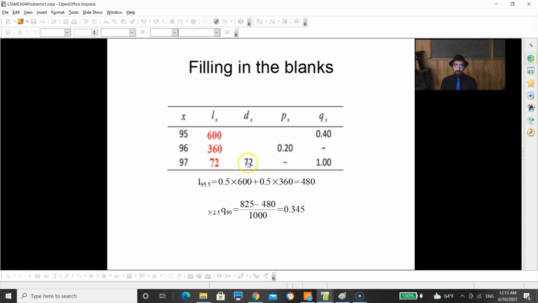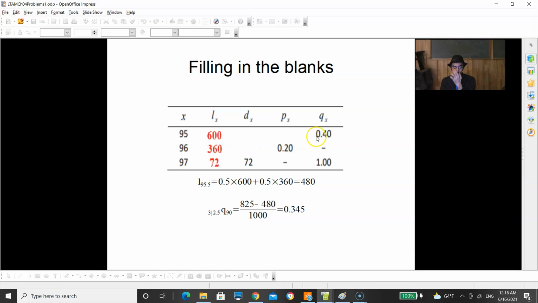Notice it says D97 is 72, but QX is 1, so everybody dies. So, if 72 people died, and everybody died, that means you had to start with 72 people. Then, at age 96, if you're told 20% of people from age 96 survived, and there were 72 survivors, crunching the numbers, you get that there had to be 360 survivors at age 96.